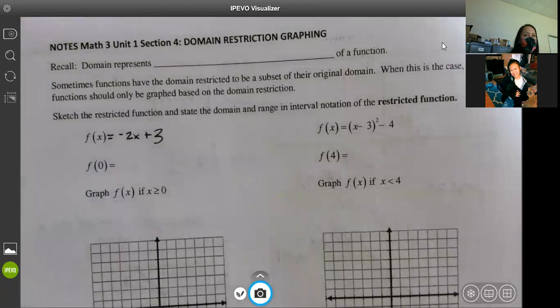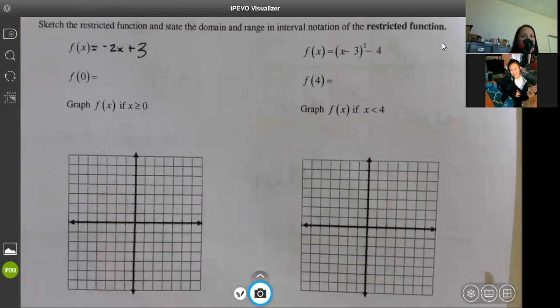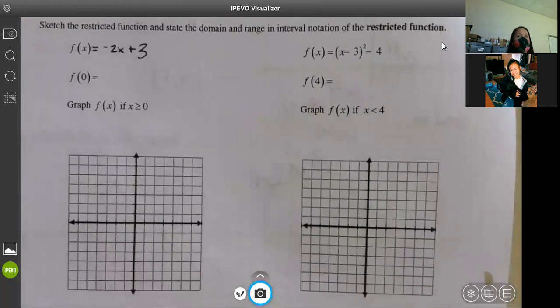Don't worry about the top. We're just going to go right here. And it says sketch the restricted function and state the domain and range. So what we're doing is, before, we were graphing the function all the way across the graph, left to right. So now we're doing what's called domain restriction graphing, where it says only graph it on the left or only graph it on the right or only graph a specific point. So that's exactly what we're doing today.